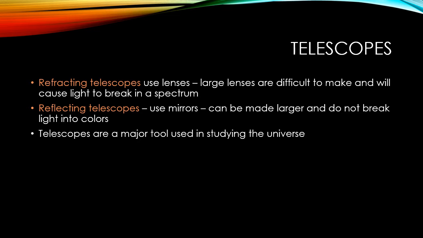So remember, refractions, they use lenses and they use these large lenses, and they will break the light into that spectrum. Where reflection, they're going to use mirrors, and they can be made larger, but they do not break the light into colors. So two different styles of telescopes. Again, links in the notes to practice with them.